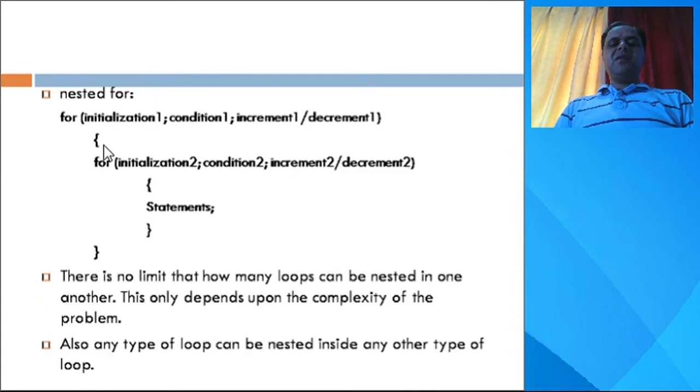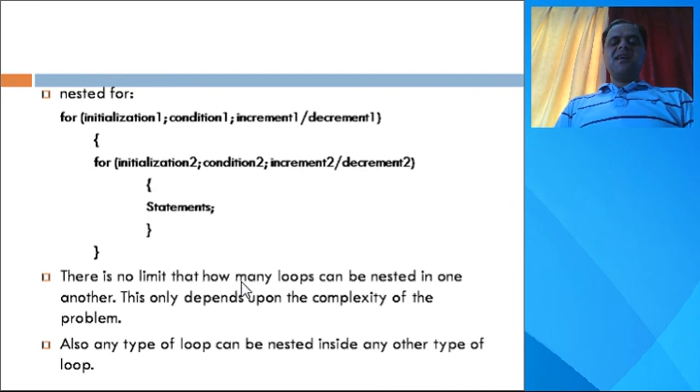Similarly, we can nest a for loop: initialization 1, condition 1, and increment or decrement. Then we can nest another for loop in it: initialization 2, condition 2, and increment 2 or decrement 2, and the statements. When the condition of the outer for loop is true, the control goes to the inner for loop, and when the condition of the inner for loop, that is condition 2, is true, then the statements will be executed.